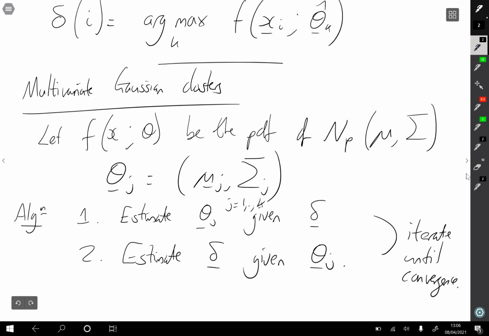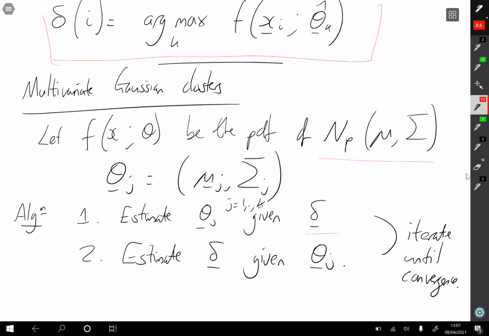So how this works in practice is we start by picking an initial value of the encoder, delta, and then given that, we estimate the parameters theta. If we've got multivariate Gaussian clusters, we know how to do that: if we've got all the points assigned to that cluster, we use the sample mean and the sample covariance. Then given those parameters, we re-estimate delta using the rule here. We assign each point to the cluster which maximizes its likelihood. Then we go around again: given delta, we estimate theta; given theta, we estimate delta, and we keep doing that until convergence.